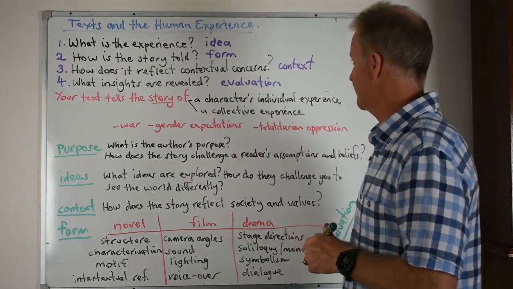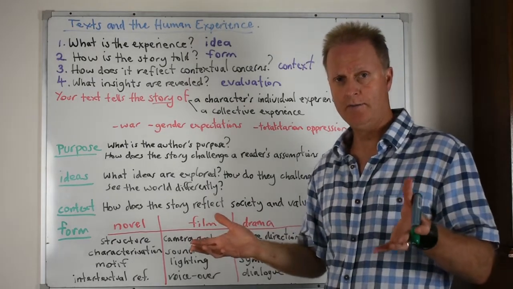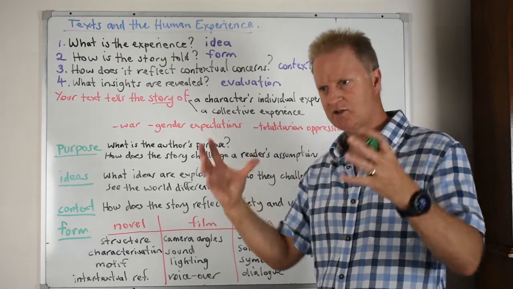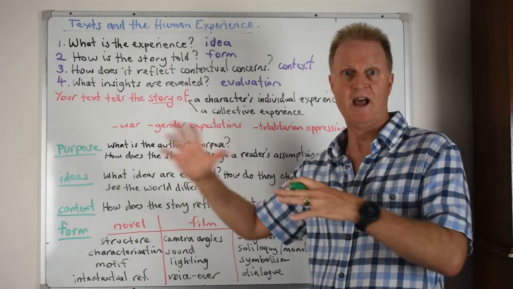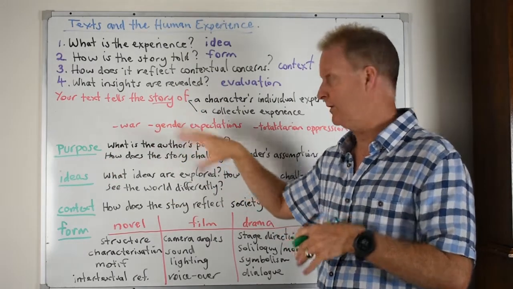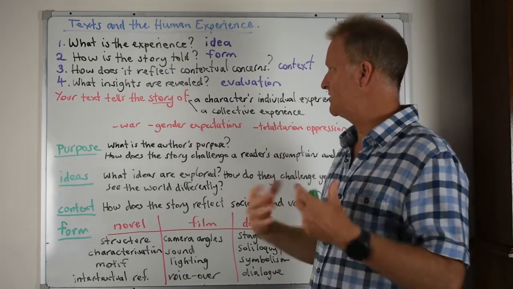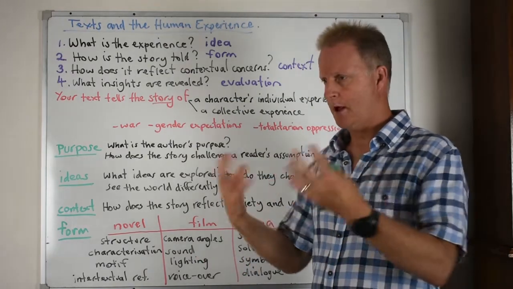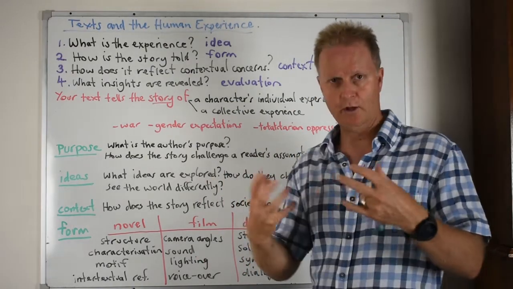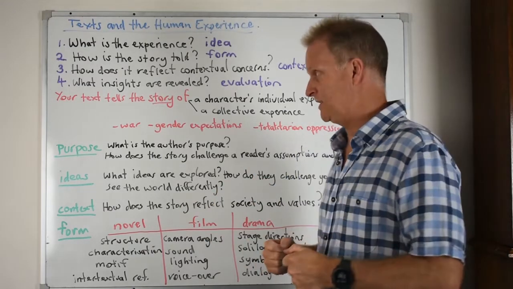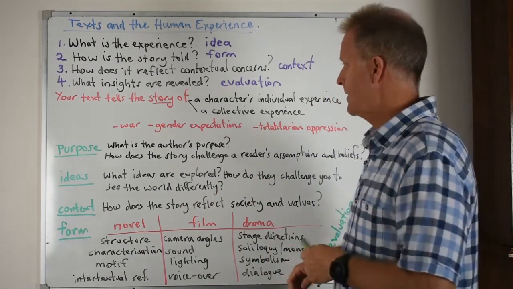Three, how does it reflect the contextual concerns of the time? So how is the story a byproduct of what's happening in the society in which the story was written? And finally, what insights are revealed? So we'll get to that in a moment, but you're going to make some evaluative statements from reading that text.